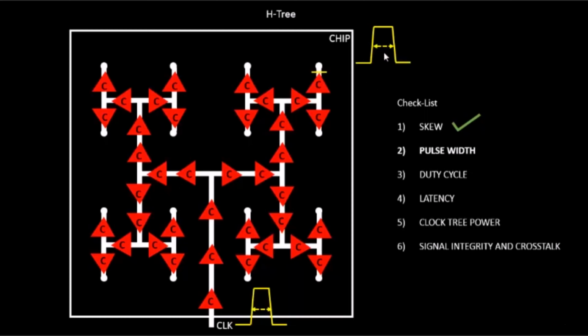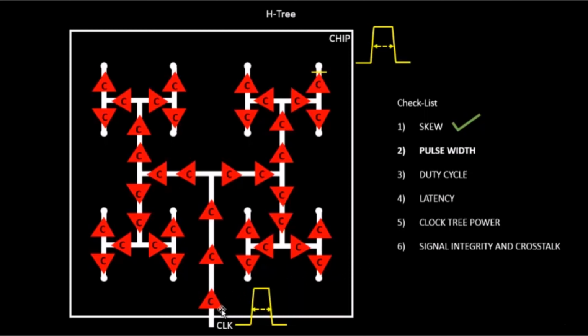To avoid this extra width that you are seeing over here, what you can do is send a pulse at the input which is slightly less. For example, you can start with a 490 picosecond or 480 picosecond pulse, so that at the output, after the complete degradation, you see a waveform of 500 picoseconds. So that is one of the tricks that you can use. Or there are other tricks.